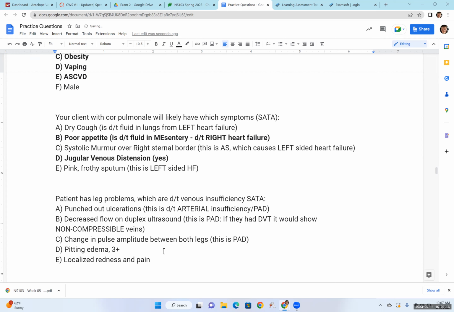And then pitting edema. Blood flow isn't going. Localized redness and pain, that would be DVT, right? If you have arterial insufficiency, there'd be whiteness, and it could cause pain as well. I could say also localized redness and pain on dependency, right? So definitely that's going to secure it.